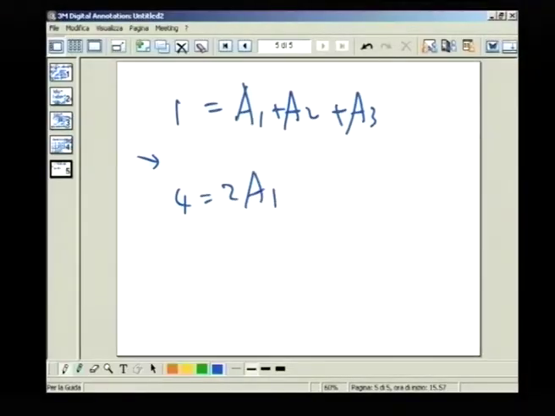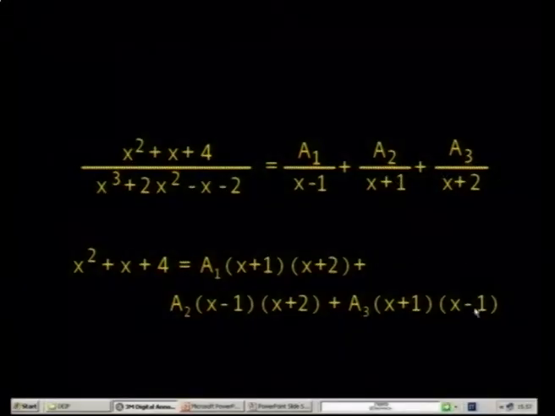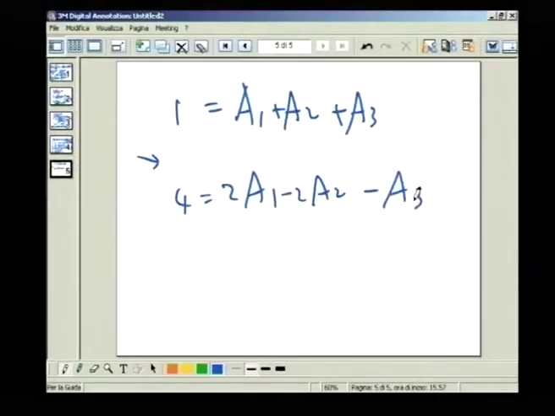And then the constant term here, minus 2a2. Minus 2a2. And then the constant term here is what? Is minus a3. Minus a3. Let us do the second one.